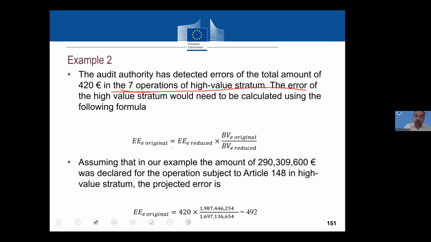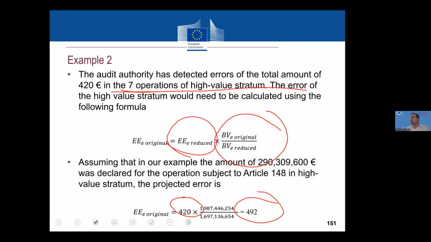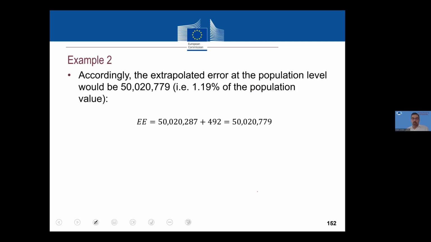The error that you have found in the exhaustive stratum, which is basically the sum of the errors of the 7 high-value items that are in this stratum, has again to be multiplied by the ratio of the book values between the original and the reduced population in this stratum. And by doing this, in my example, I would have to increase the projected error from 420 euros or 1,000 euros or whatever it is to 492 in order to compensate for this unit that was not possible to audit.